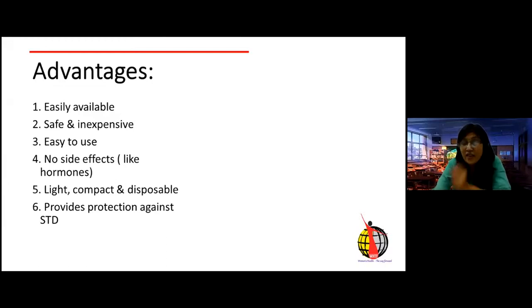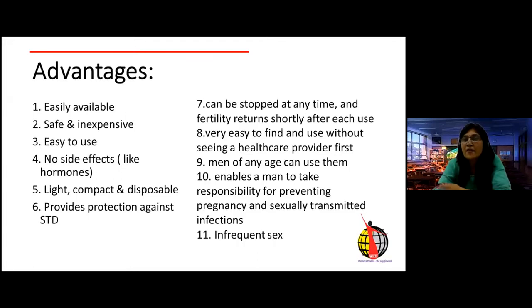This is very, very important to note. And of course, it can be stopped at any time. Fertility returns immediately, very shortly, very easy to find. No need of a healthcare provider to actually fit it out for you. Men of any age can use it. It allows a man to take the responsibility of preventing a pregnancy as well as STD.